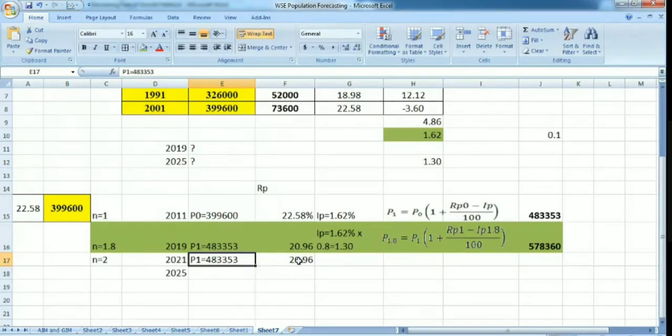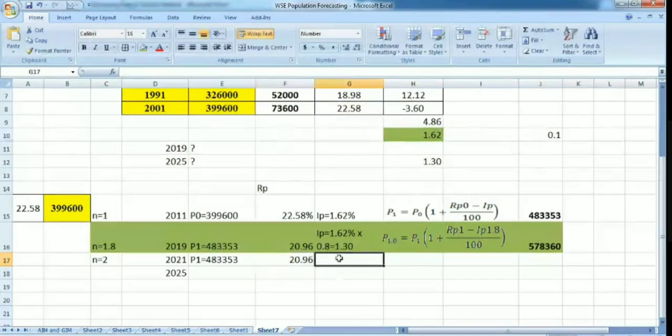And the RP value will be RP naught minus 1.62, that is 22.58 minus 1.62. You are going to get the RP1 value here. So that means you got the RP1 value here.